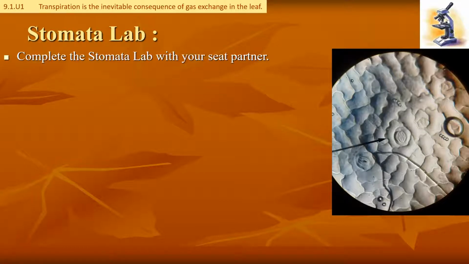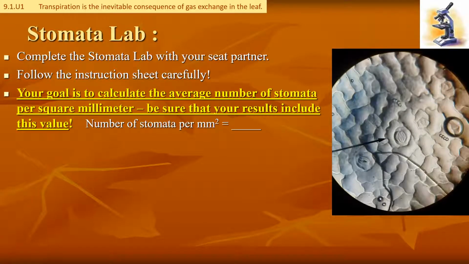You will be given a set of instructions, and it's really important that you follow these instructions very, very carefully. I'm going to demonstrate a couple of the key points, but I'm going to rely on you to really read and follow the directions carefully. Your end goal for the first part of this is that you are going to actually calculate the number of stomata per square millimeter of leaf tissue.